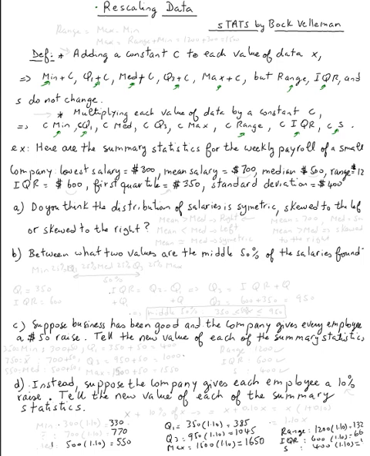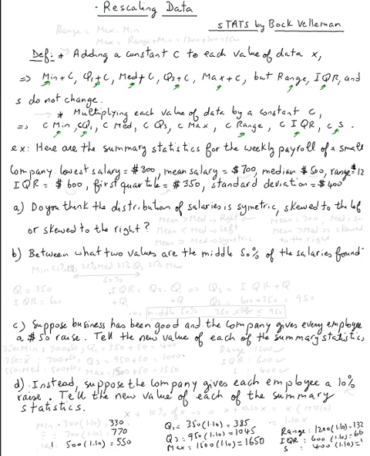So let's do this example. Here are the summary statistics for the weekly payroll of a small company. And then they give us the lowest salary, which is $300. The median is $500, the range is $1,200, the IQR is $600, and so on. So the question, question A: do you think the distribution of salaries is symmetric, skewed to the left or skewed to the right?